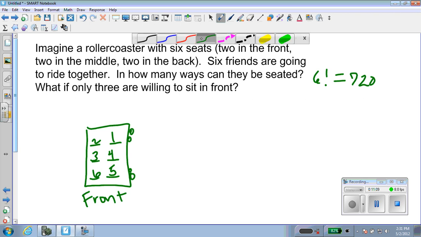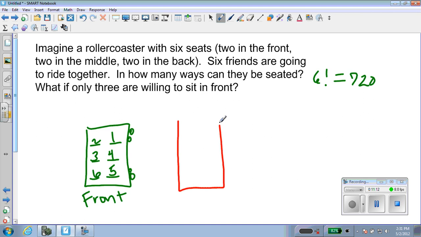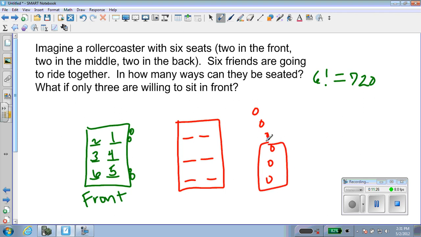What if only 3 are willing to sit in the front? Okay, so here are my 6 friends standing out here. Only 3 of them are willing to sit in the front. So sitting in this front seat could be any one of those 3. And then any one of the remaining 2. Now, the third guy who was willing to sit in the front, sorry, he just goes back into the general population because there isn't a seat for him in the front. So 4 are still left to sit, 3, 2, and 1.